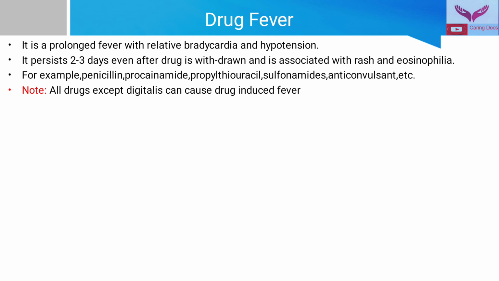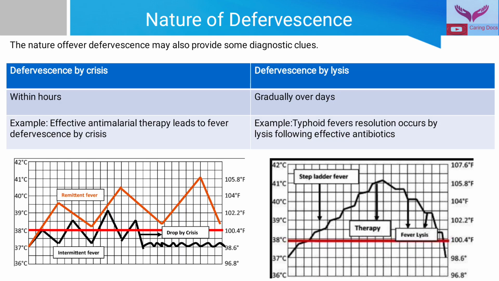It persists 2 to 3 days even after the drug is withdrawn, and it is associated with rash and eosinophilia. For example, penicillin, procainamide, propylthiouracil, sulfonamide, and anticonvulsants can cause drug fever. All drugs can cause drug induced fever except digitalis.